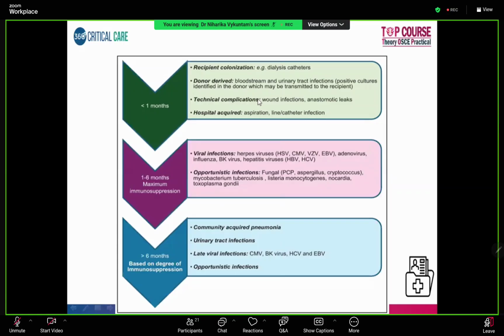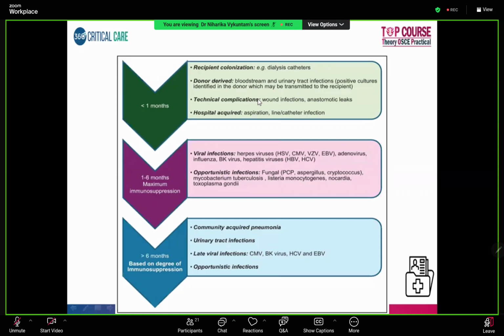Now, what happens in 1 to 6 months where you have a maximum immunosuppression which is going on? So, most common infections would be viral infections and some opportunistic infections. In viral infection, HSV, CMV, VZV, EBV, adenovirus, influenza, BK virus, and hepatitis viruses are more common. In opportunistic infection, fungal infections, especially the PCP, Aspergillus, and Cryptococcus, Mycobacterium tuberculosis, listeria infections, nocardia, and toxoplasma are more common opportunistic infections in 1 to 6 months.